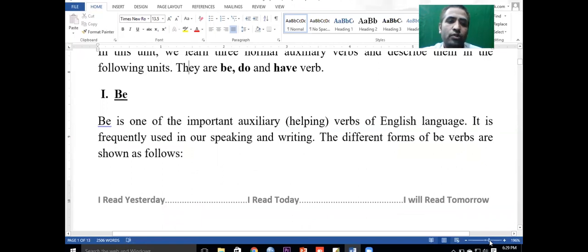Be is one of the important auxiliary or helping verbs of the English language. It is frequently used in our speaking and writing. The different forms of be verbs are shown as follows. So now we have the idea that be verb is important.